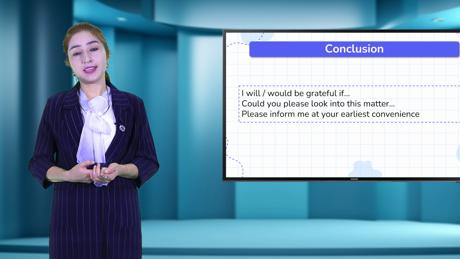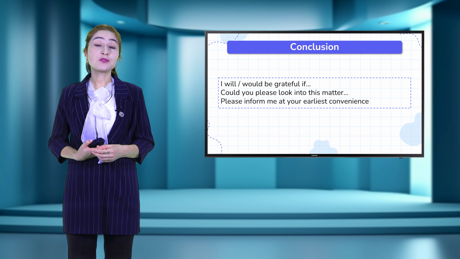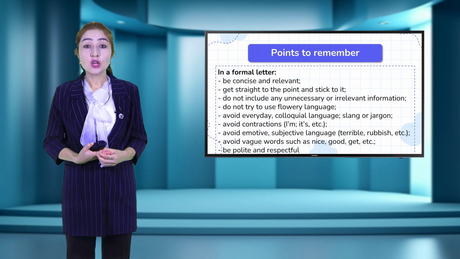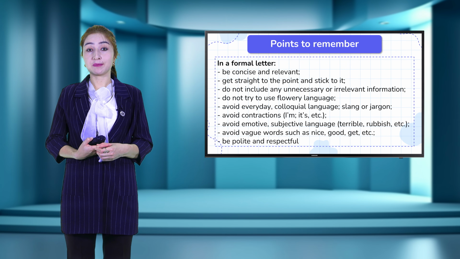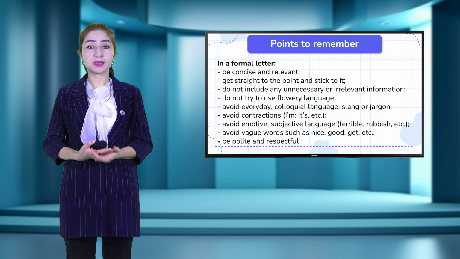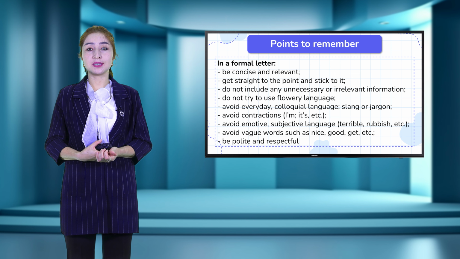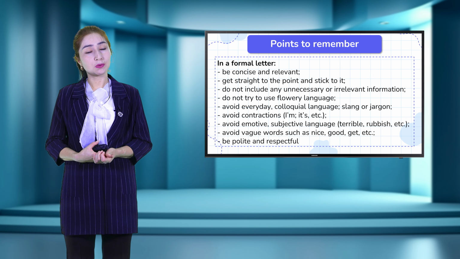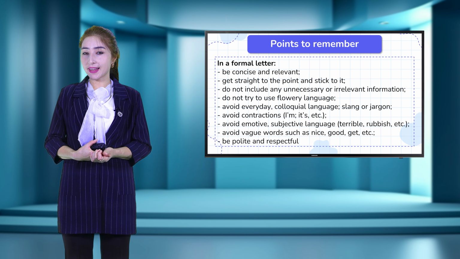And okay, in this case I have to say one point you must remember in a formal letter. Firstly, be concise and relevant. It means you must write everything in a clear way. The second one, get straight to the point and stick to it. And the next, do not include any unnecessary or irrelevant information, because it's banned.